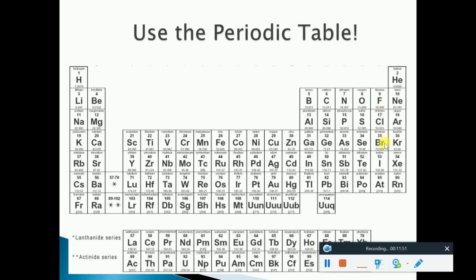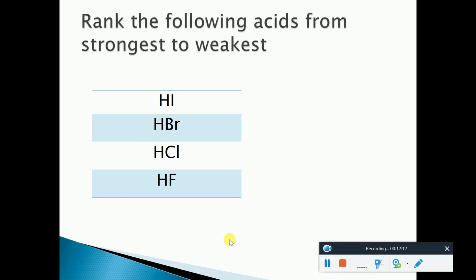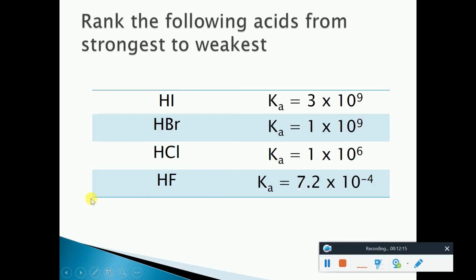From top to bottom, we have the smaller to larger atoms, meaning we have stronger to weaker bonds. So we would expect the weaker bond strengths to be the stronger acid, so that would make iodine the stronger one, and fluorine up here the weakest. So let's check that with pKa's. And yes, indeed, that is what we have.